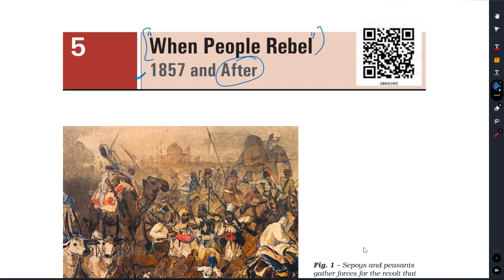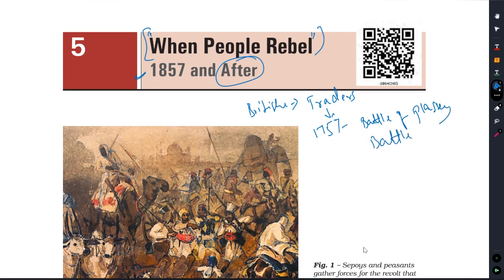See, Britishers came to India as traders, right? Gradually, they started to conquer our regions. By 1757, two major battles or wars happened. What are those? The Battle of Plassey, and another one is the Battle of Buxar. These are two important wars that occurred in our Indian history.